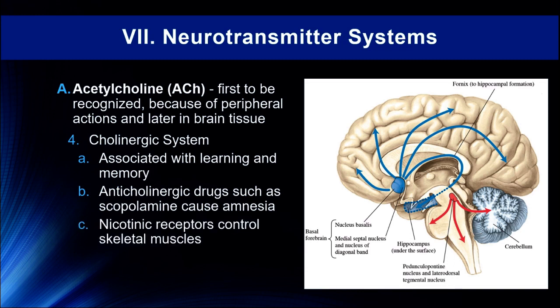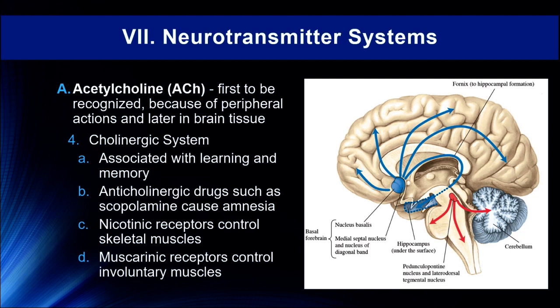The nicotinic receptors generally control skeletal muscles, and the muscarinic receptors tend to control involuntary muscles. And so when we talk about these different kinds of receptors, we generally talk about what they're controlling. Now, there are also a number of nicotinic acetylcholine receptors in the hippocampus as well, and nicotine affects a variety of different processes in the hippocampus as well.